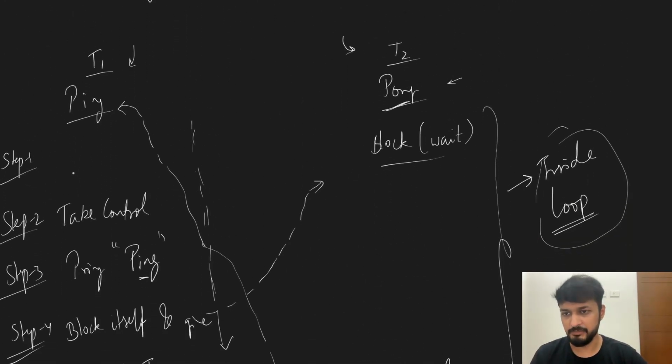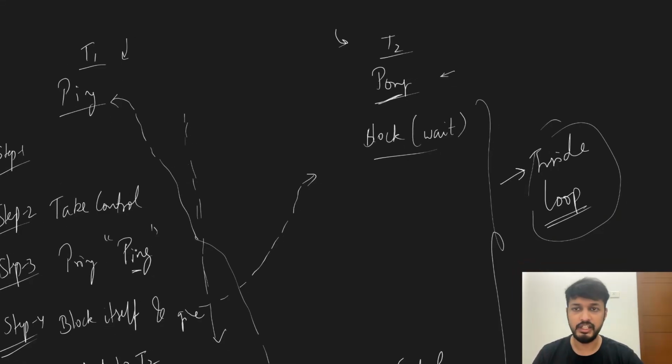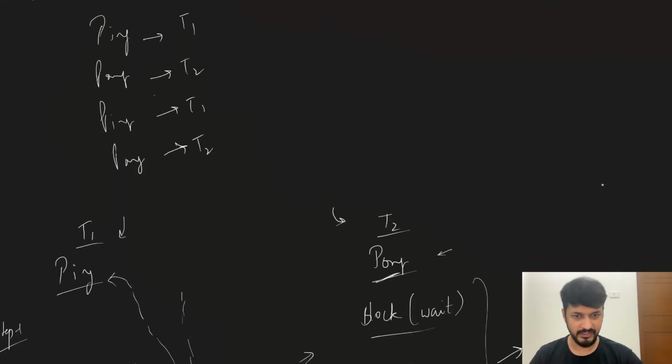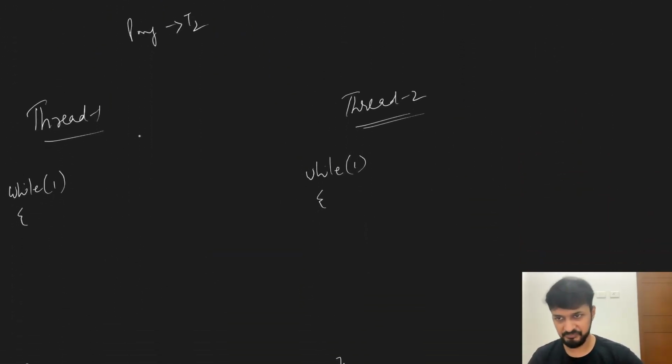Now what is the next step? The next step is that T2 should be in block state and T1 should take control. If you remember the hint which I gave you in our last video, it was to use one semaphore named ping semaphore with 1 permit and another semaphore named pong semaphore with 0 permits. Let's go ahead and do that.